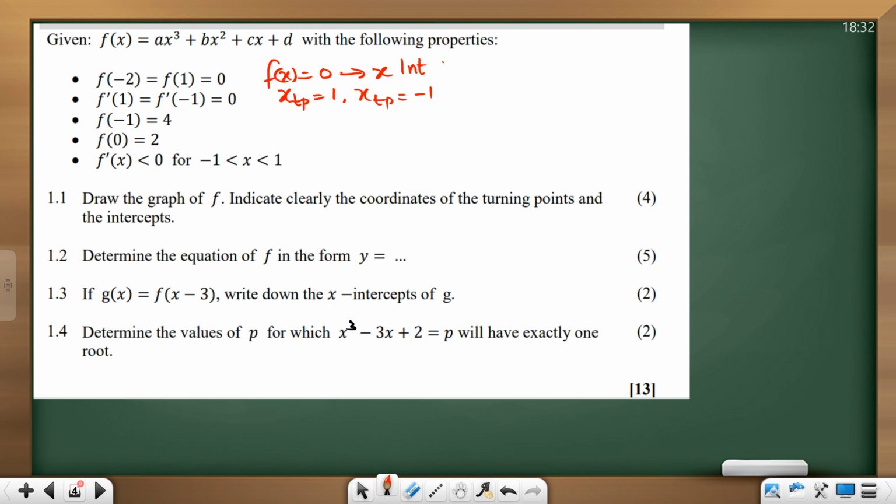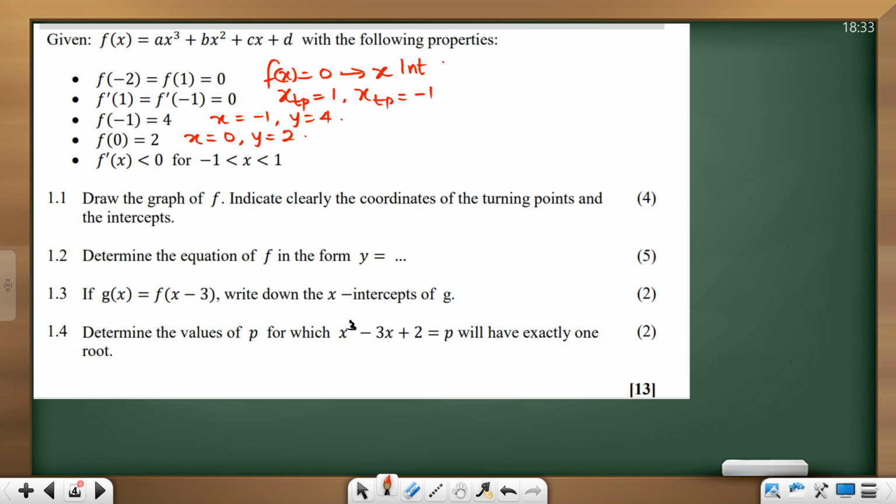F of minus 1 equals 4. What is that? That's just a point on the graph. When x equals negative 1, y equals 4. What's in the bracket is your x. So f of 0 means when x equals 0, y.